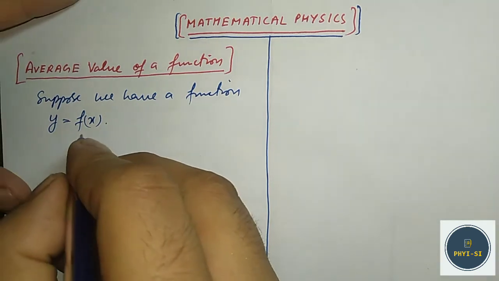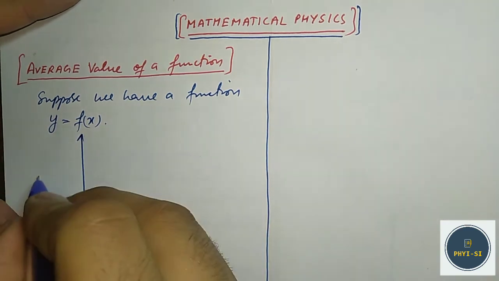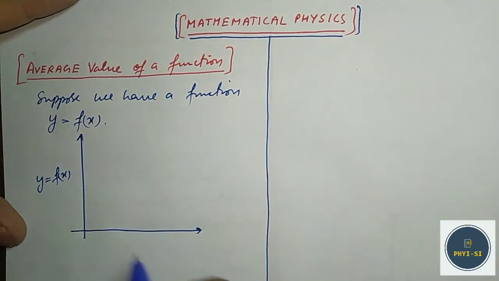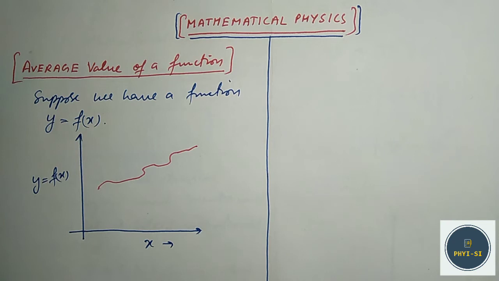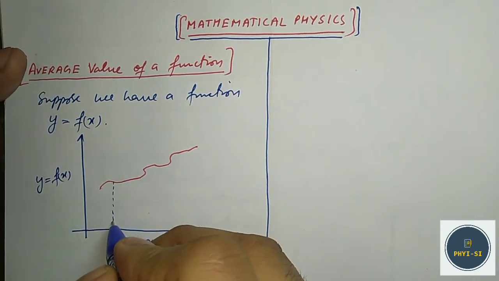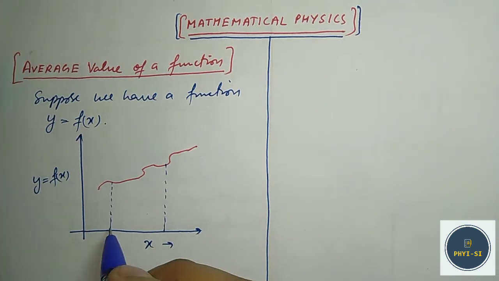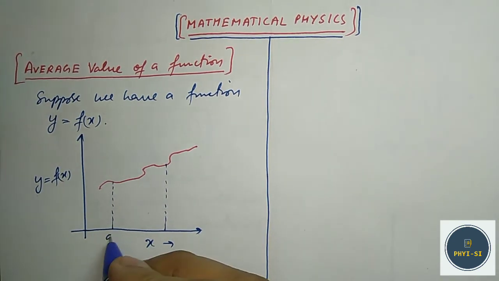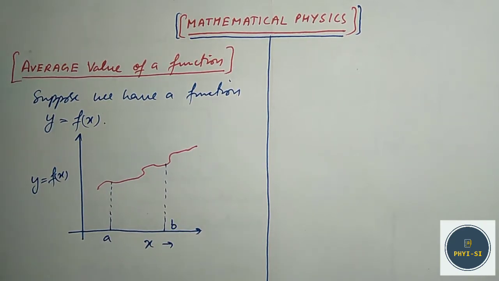Let's say this function has a graphical form like this. It is any arbitrary function, and we want to know what is the average value of this function in this region, from, let's say, x is equal to a to x is equal to b. We want to find the average value of this f(x) function between this region.